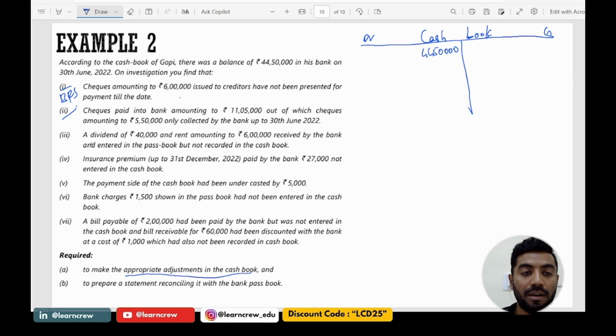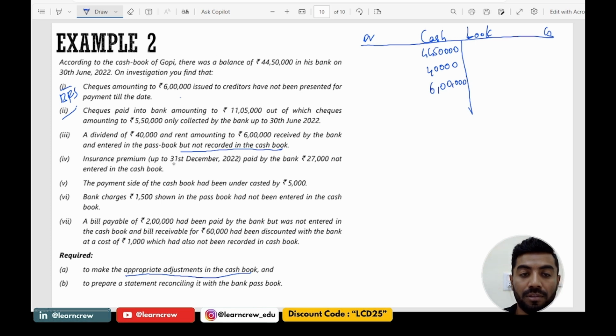Then coming to the third one. A dividend of 40,000 and rent amounting to 6 lakh received by the bank and entered in the passbook, but not recorded in the cash book. So we have to record it now. Dividend of 40,000 is an income, and rent amounting to 6 lakh received is also an income. Record that also. These two things have been recorded.